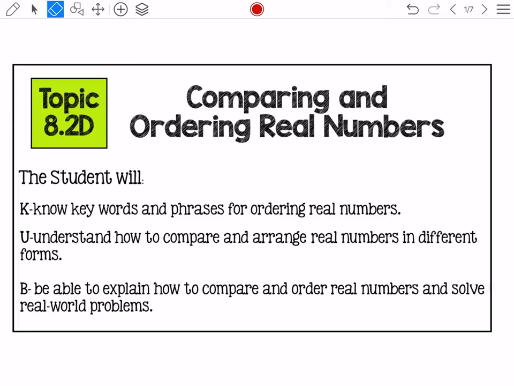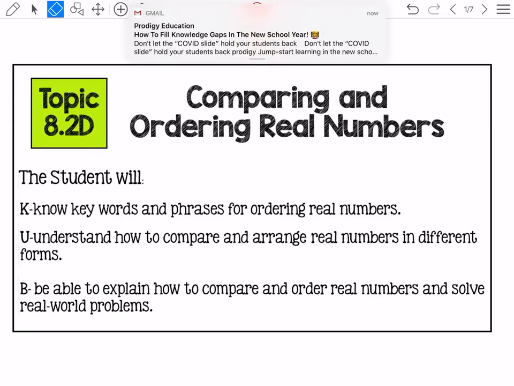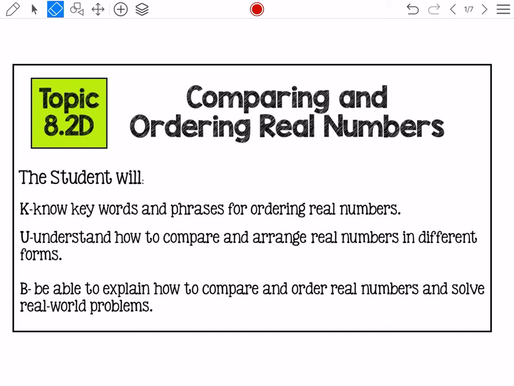On comparing and ordering real numbers, which is topic 8.2D. This is the last topic in our unit 1. Today, you will know how to use keywords and phrases for ordering real numbers, understand how to compare and arrange real numbers in different forms, and be able to explain how to compare and order real numbers and solve real-world problems.